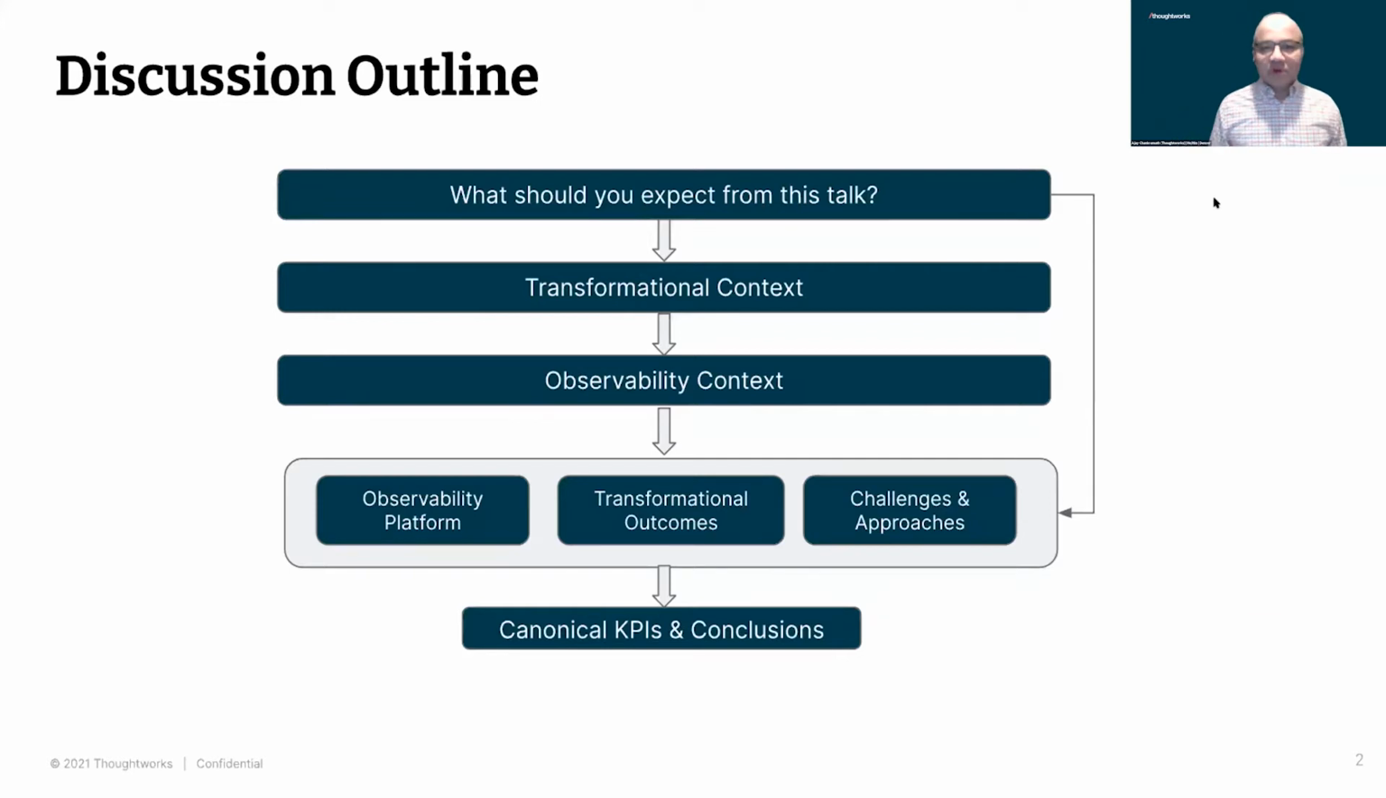And then we'll finish with canonical KPIs. The reason we call them canonical KPIs, as opposed to just KPIs to measure the success of your transformational effort, is that we believe these KPIs are what you should be really looking for when you're doing transformational observability. But in your case, that mileage might vary. So look at these as a preliminary set of KPIs that you should be looking at.